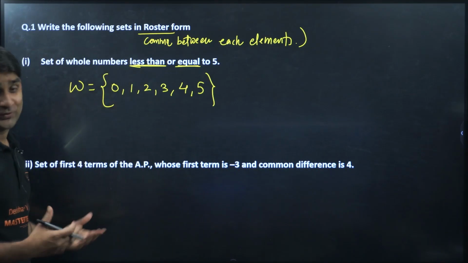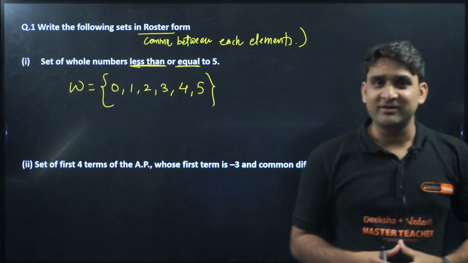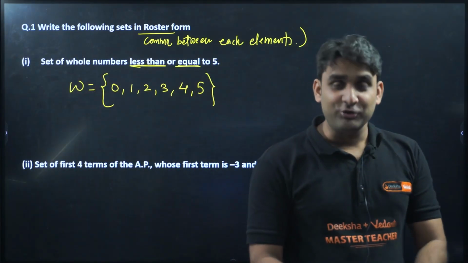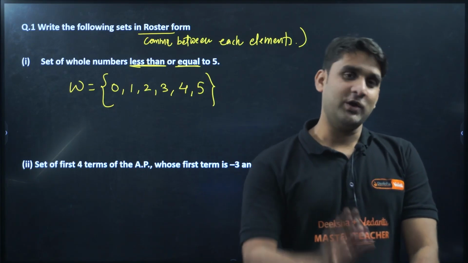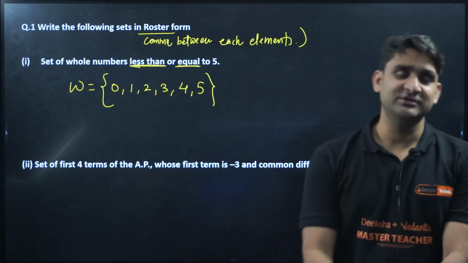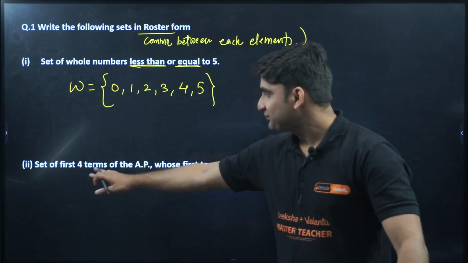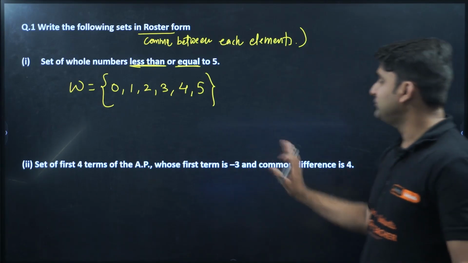Moving ahead. Set of first 4 terms of an AP whose first term is -3 and common difference is 4. Very easy. Do you know AP? The new chapter that has CBSE introduced for the first time in class 9 maths, that is sequence. What will come next? I think that is the last chapter of your Ganit Manjari, sequence and progression.